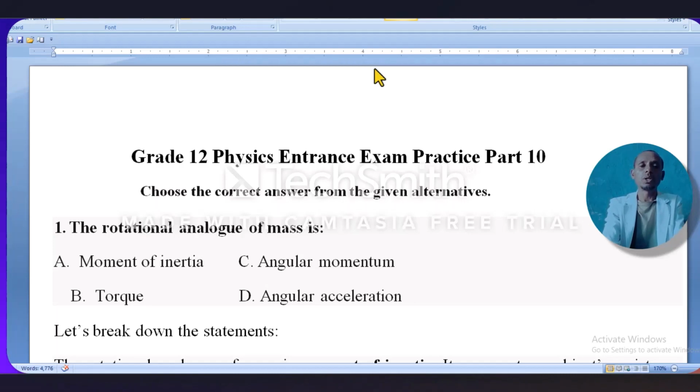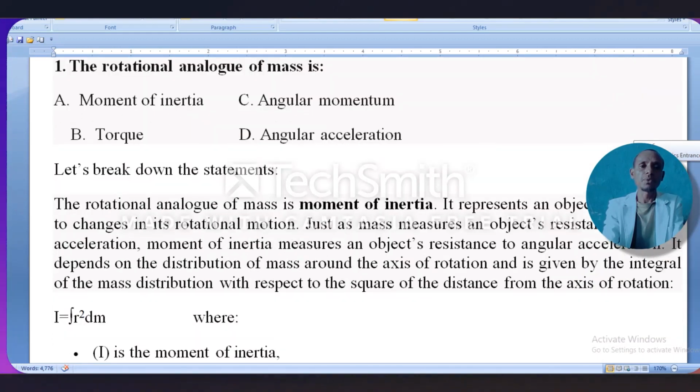Question number 1. The rotational analogy of mass is: choice A, moment of inertia; choice B, torque; choice C, angular momentum; choice D, angular acceleration. Let us break down the given statement and discuss one by one. The rotational analogy of mass is moment of inertia.